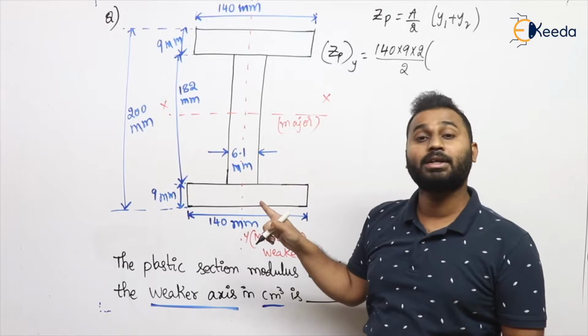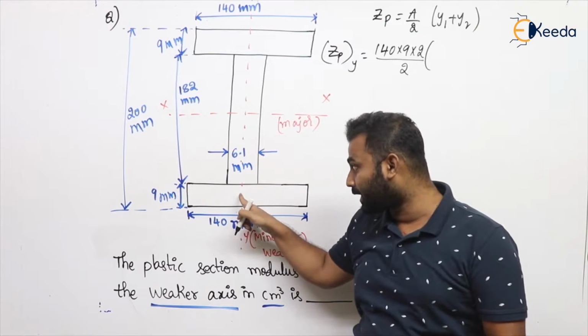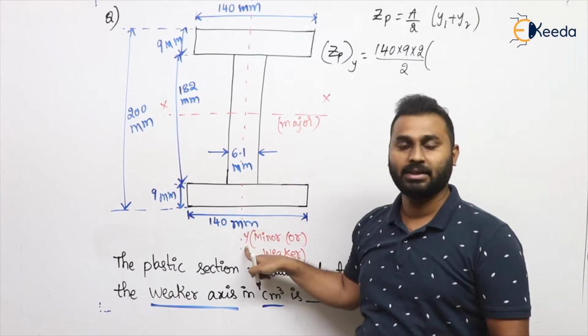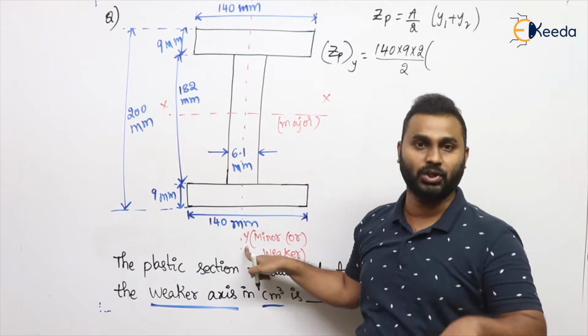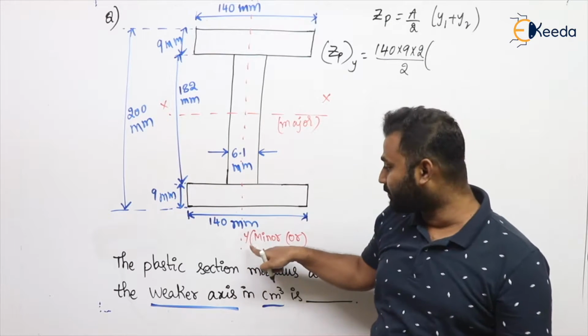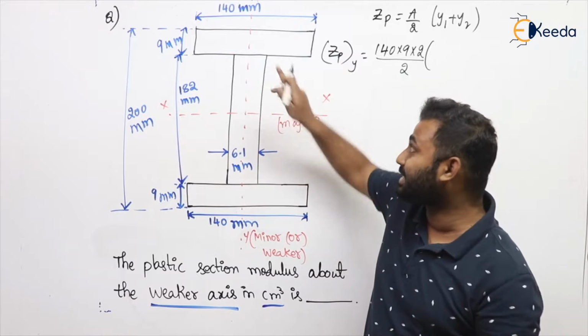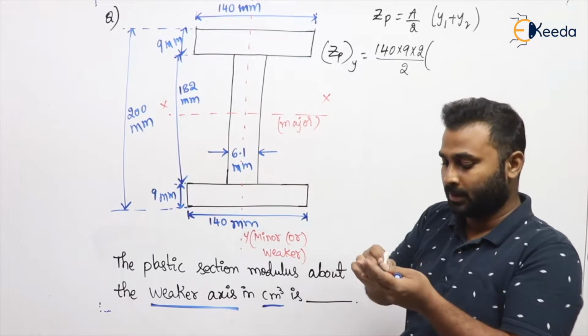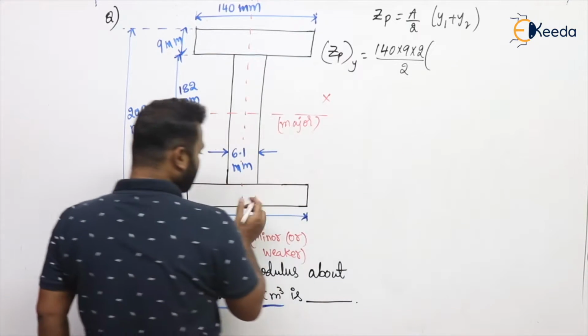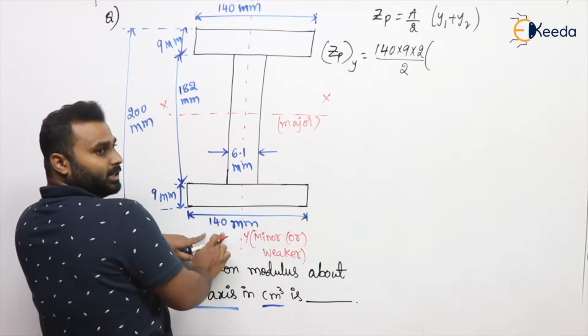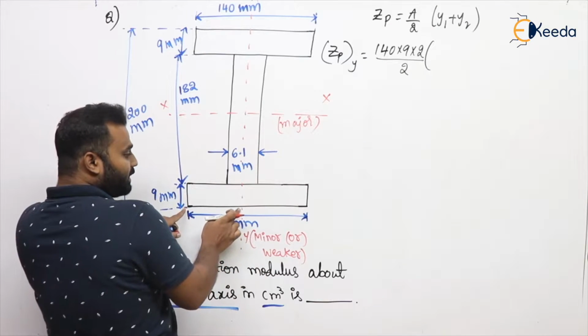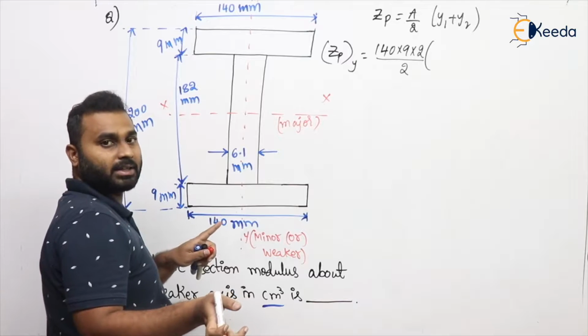Now let us see what is the distance of the centroid of this horizontal rectangle from this axis. Basically here the y itself is the plastic neutral axis, because this y itself is dividing this I section into two equal parts. Clear? Now what is the distance here? The total length is 140, so the half length is 70.